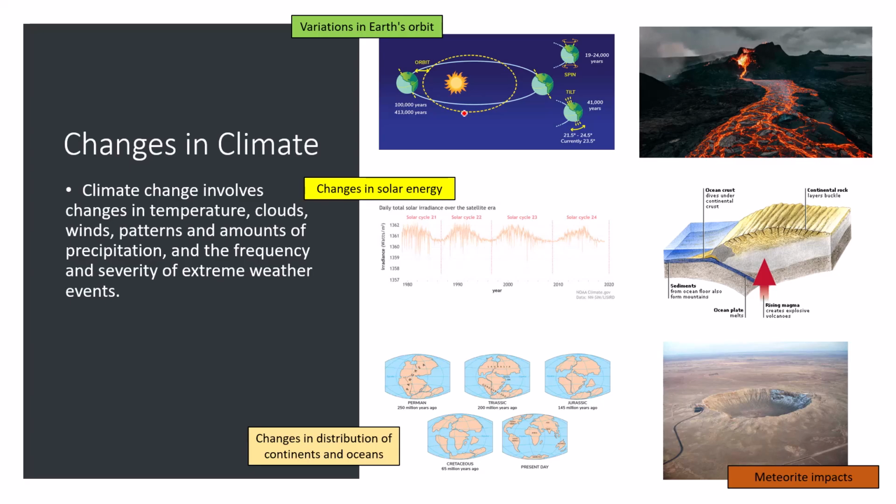Changes in distribution of continents and oceans. So we know that since Pangea, our continents have been moving and continually move through forces like plate tectonics. And as those move, it will impact ocean currents. It'll impact the way that the globe is heating. It impacts the distribution of those land masses, which can also impact the way that we retain heat.